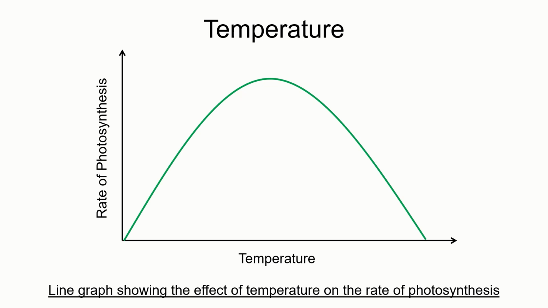This graph showing the effect of temperature on the rate of photosynthesis is a bit different. When temperature is low, the rate is low. As it increases, so does the rate. When temperature is optimal, the reaction is as fast as it can be, but higher than that, the rate of photosynthesis begins to decrease. This is because enzymes that catalyze the reaction denature and can no longer function. Therefore, at high temperatures, the rate of photosynthesis is low again.